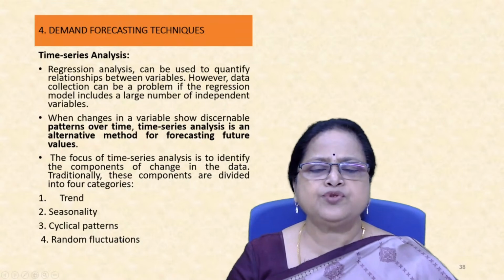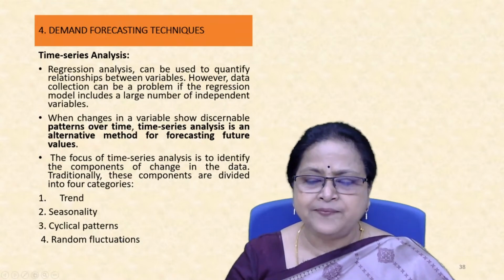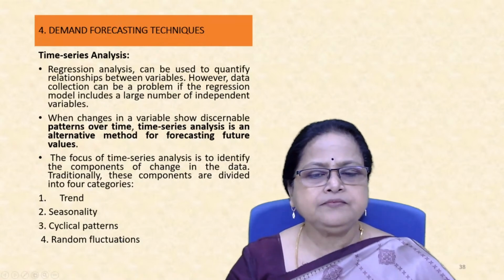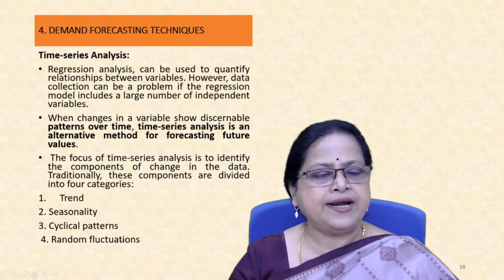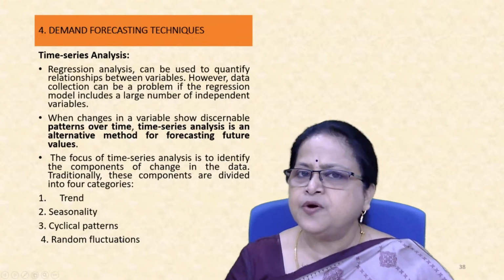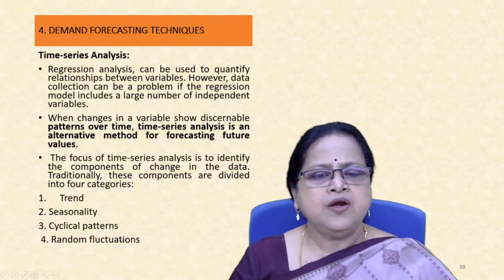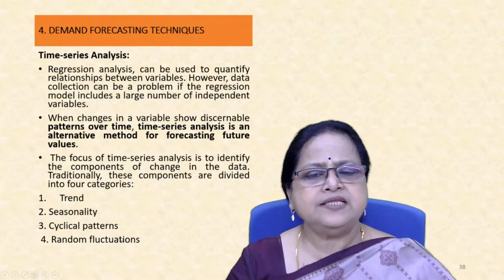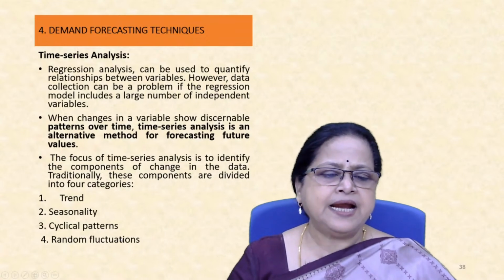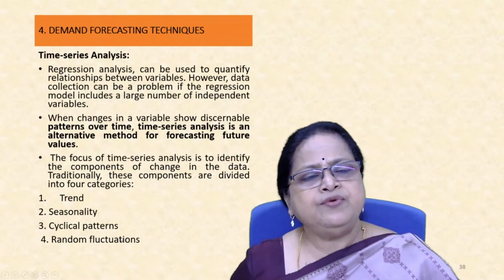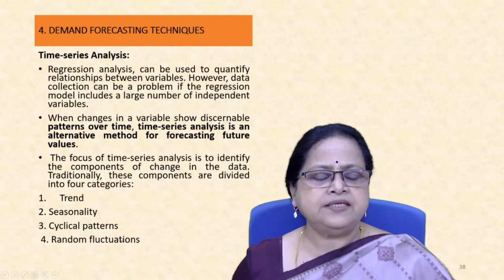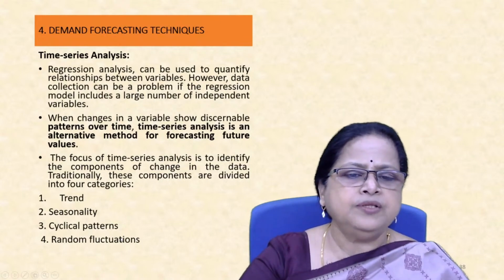When changes in a variable show discernible patterns over time, time series analysis is an alternative method for forecasting future values. The focus of time series analysis is to identify the components of change in the data. These are actually known as disturbance components; you have to eliminate them one by one. Traditionally, they are divided into four: trend, seasonality, cyclical patterns, and random fluctuations. So when you are finding the trend in time series analysis, you have to give importance to all these components.